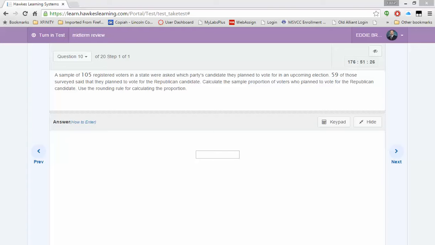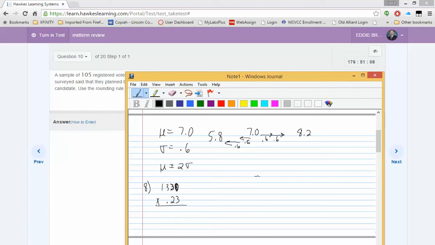Alright. So, if I'm going to round, it must want a decimal. Okay. And so 59 out of 105. That's our proportion we're looking at. 59 over 105. So we just pop that in the calculator.